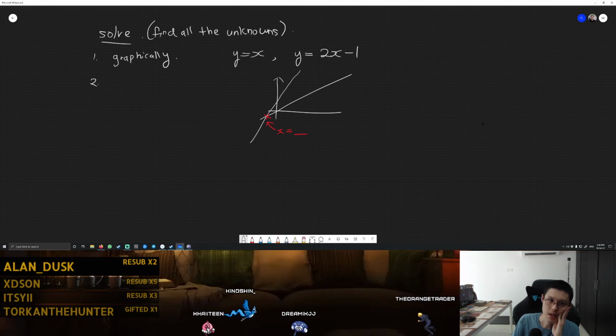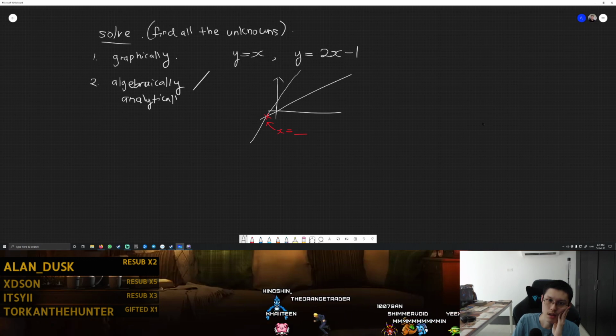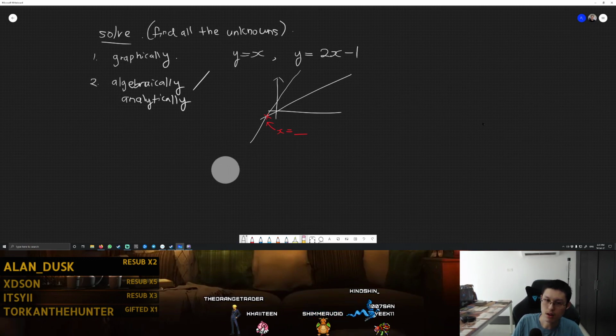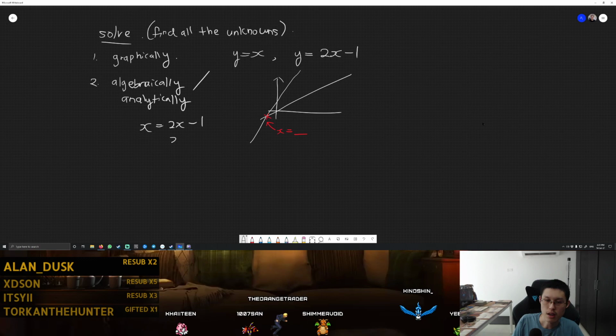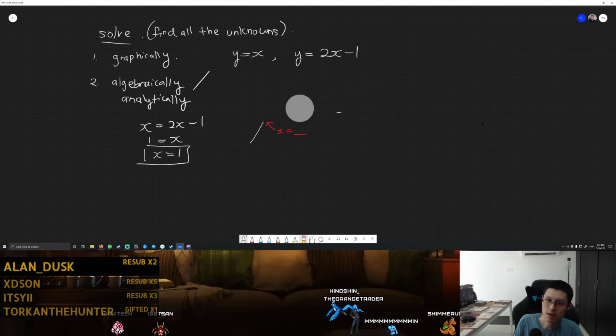Another way of solving something is by doing it algebraically, or you can say you solve it analytically. A very simple example: you equate them together. I'm going to equate this with this, and then you get x equals 1. So there, you have solved it. Just ignore the graph that I've drawn. It's not accurate because I messed up the diagram, but yeah.